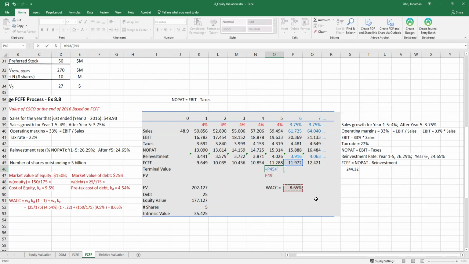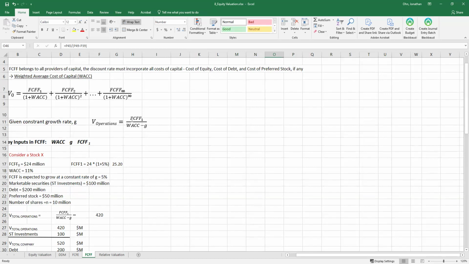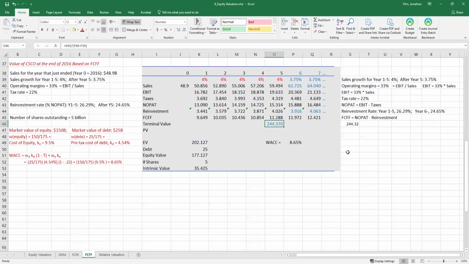8.65% minus the growth rate of 3.75%. That is our terminal value. To calculate this terminal value, you have to use the weighted average cost of capital and the growth rate. Now we use this one, and the growth rate is this one. Let's calculate this one here.